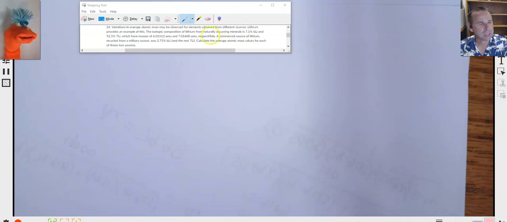Here's another one. Variations in average atomic masses by observed elements obtained from different sources. Lithium provides an example of this. Isotopic composition from 2 different sources. A commercial source of lithium recycled from the military had that source. Calculate the average atomic mass values for these 2 sources.